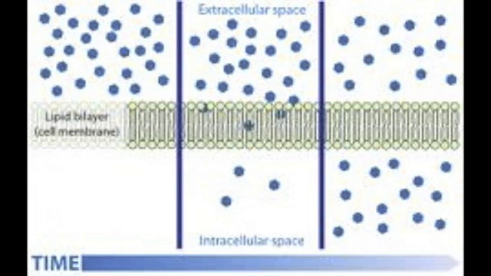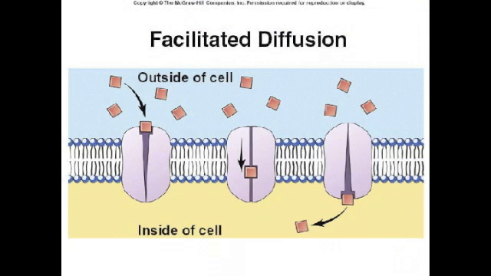In both facilitated and simple diffusion, no energy is used to cross the membrane. However, in simple diffusion, the molecule is usually small and hydrophobic, so it can easily get through the phospholipid bilayer. In facilitated diffusion, the molecules are usually large in size or hydrophilic. Because of their size, they go through the transport proteins.